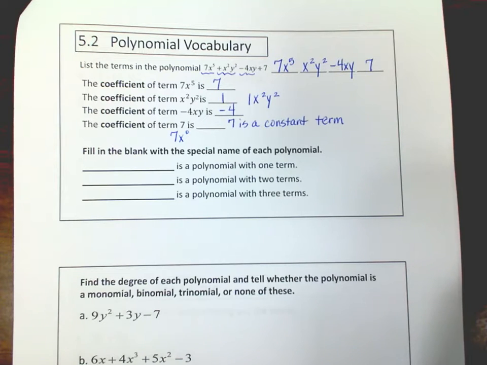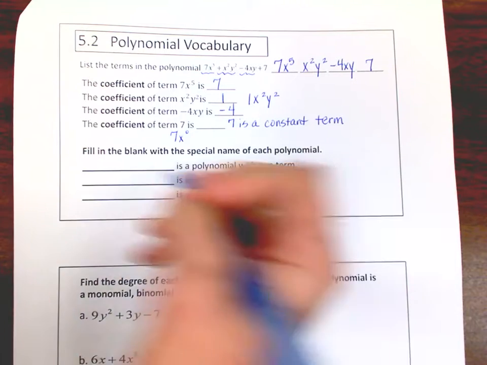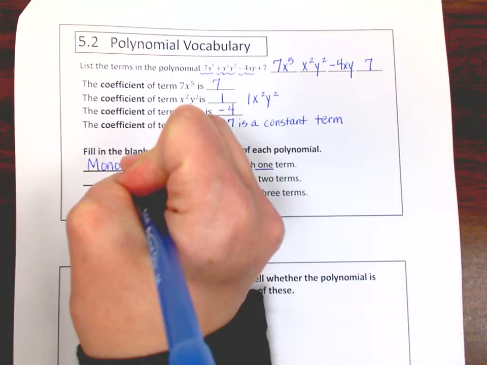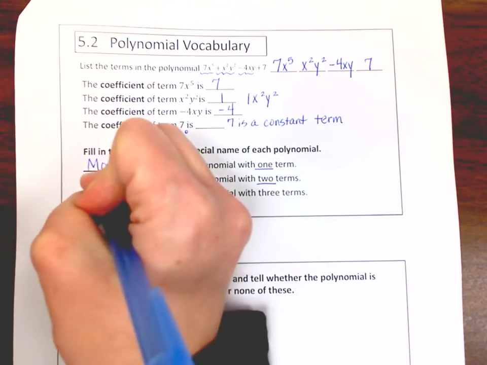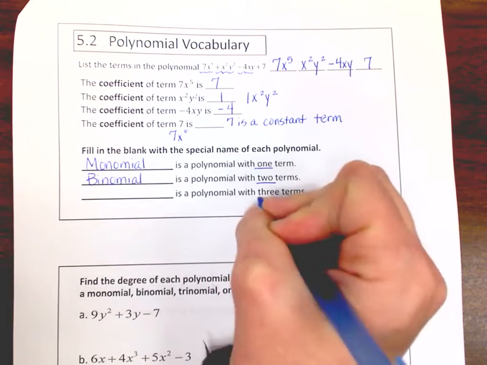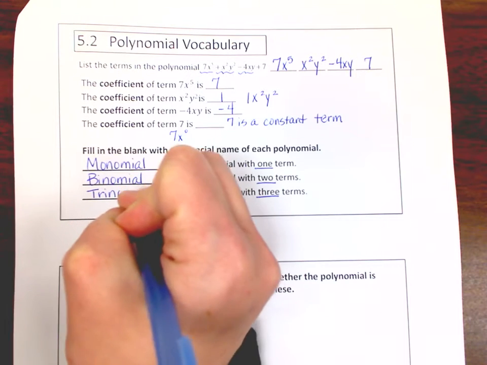Alright, so let's fill in the blank with the special name of each polynomial. A polynomial with one term is called a monomial. A polynomial with 2 terms is called a binomial. A polynomial with 3 terms is called a trinomial.